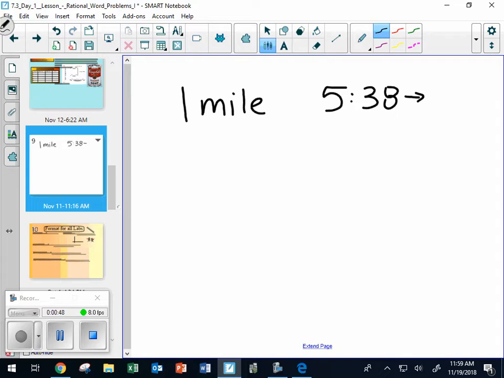So 5:38, I'm going to round that to about 5.5 minutes. I want a nice number for the purpose of this. So if we say we can run a mile in about 5.5 minutes, my mile time is 12 minutes. I'm very proud of this.